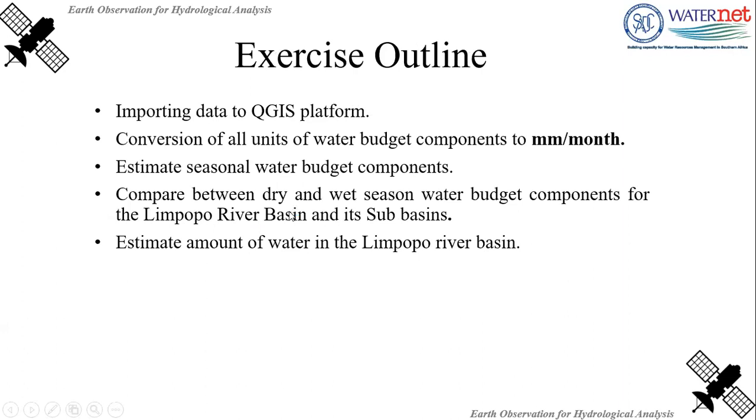So this is the outline. We will start by importing data to the QGIS platform, and then we will convert all units of water budget components to millimeter per month. Then we will estimate seasonal water budget components for wet and dry season, and then we will compare that water budget component for the Limpopo River Basin and some selected sub-basins, and then we estimate the amount of water in each water budget component in the Limpopo River Basin.